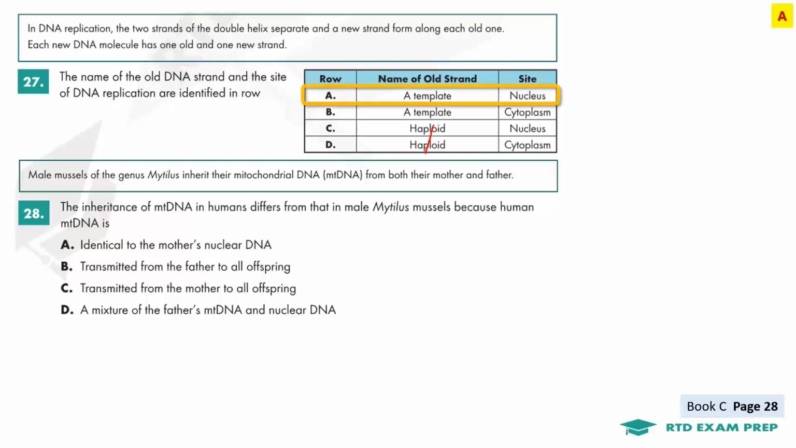28. Male mussels of the genus inherit their mitochondrial DNA from both mom and dad. That's different than humans. The inheritance of mitochondrial DNA in humans differs, because human mitochondrial DNA, and without a doubt, it should jump to you, only goes from mom to offspring.